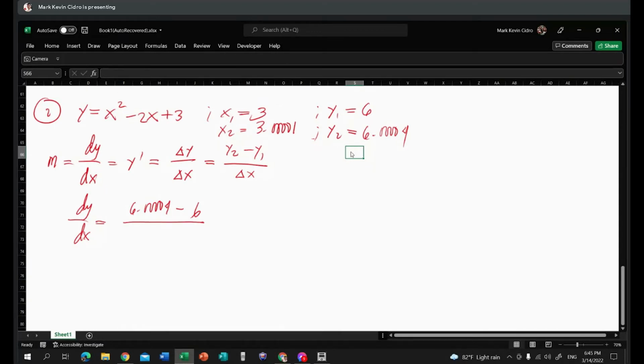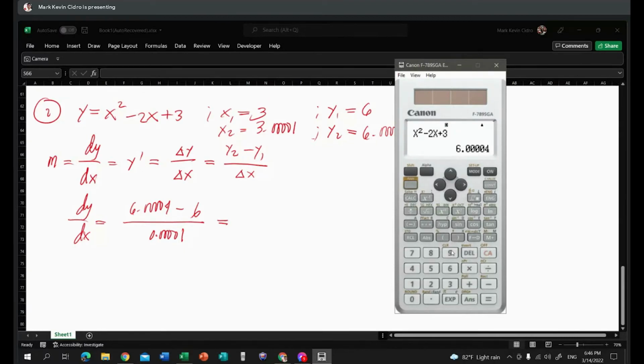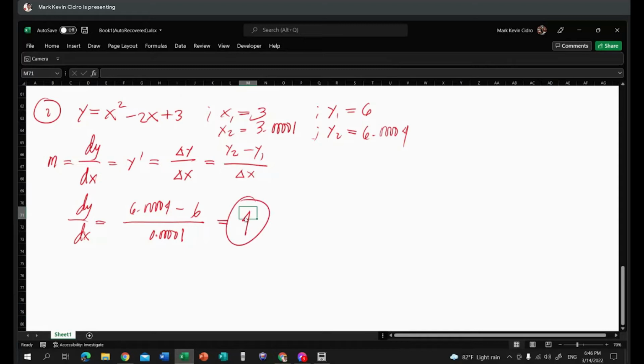Take note, you can immediately solve for the delta x, di ba? The change in x. What's the difference between the two x's here? Di ba? Of course, that is 0.0001. Then you can approximate the dy over dx when x is equal to 3. So what is that? That is 6.0004 minus 6 all over 0.0001. The value is 4, di ba? Can you see it? Okay, so the value here is 4.